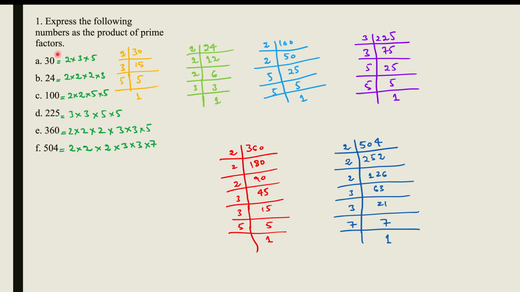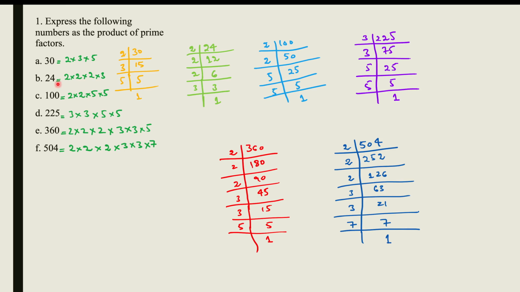Writing these factors as product of prime factors, the syntax or the style is to write them in the ascending order, starting from the smallest prime factor to the largest, and in between them we use the multiplication sign. Now moving to 24, we start with 2.